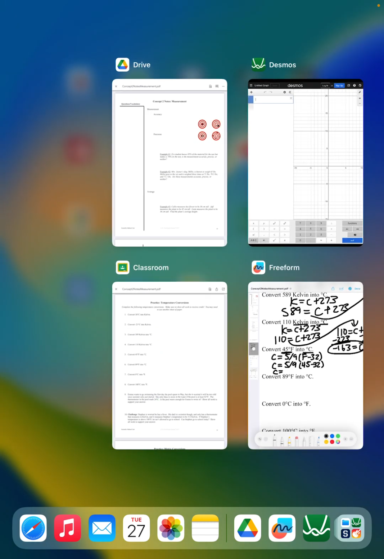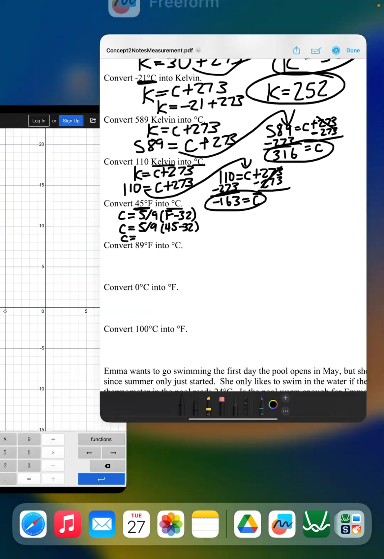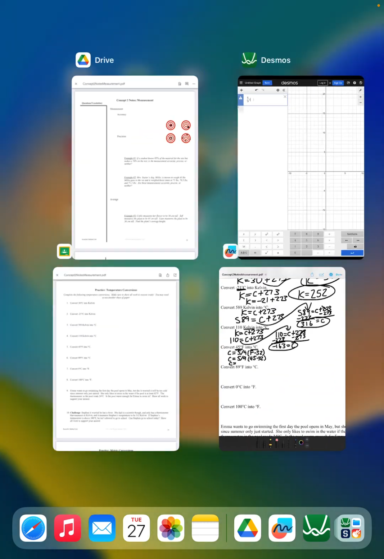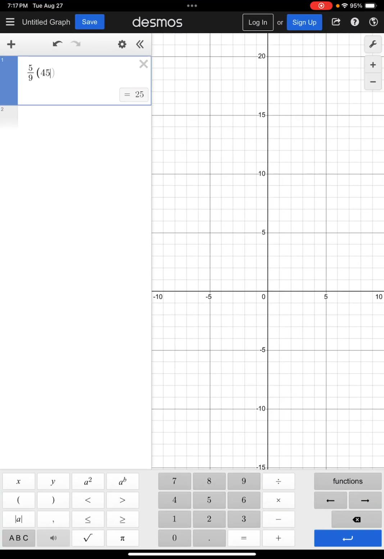And we just need to type in 5 divided by 9, parentheses, 45 minus 32. So we're going to do 5 divided by 9. And then to get out of the denominator, you're going to have to click off of that so that it moves on. And then, so 5 divided by 9, parentheses, I forgot what it was. I have to flip back. Parentheses 45 minus 32.